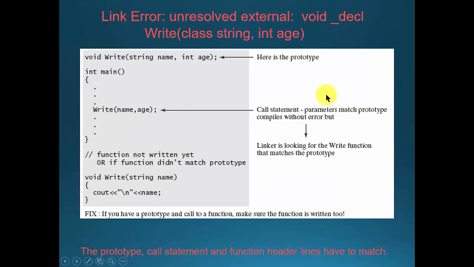Another error you might get is link error unresolved external. And let's see, we have a function prototype here, and then notice that again we have a mismatch between the function prototype and the header line of the function and its function definition. So when that happens, you're going to get a link error because it's not going to find this function definition. It doesn't match the prototype list. So like I said, if you copy and paste the header line to the function prototype and never edit the function prototype directly, you'll avoid that error.